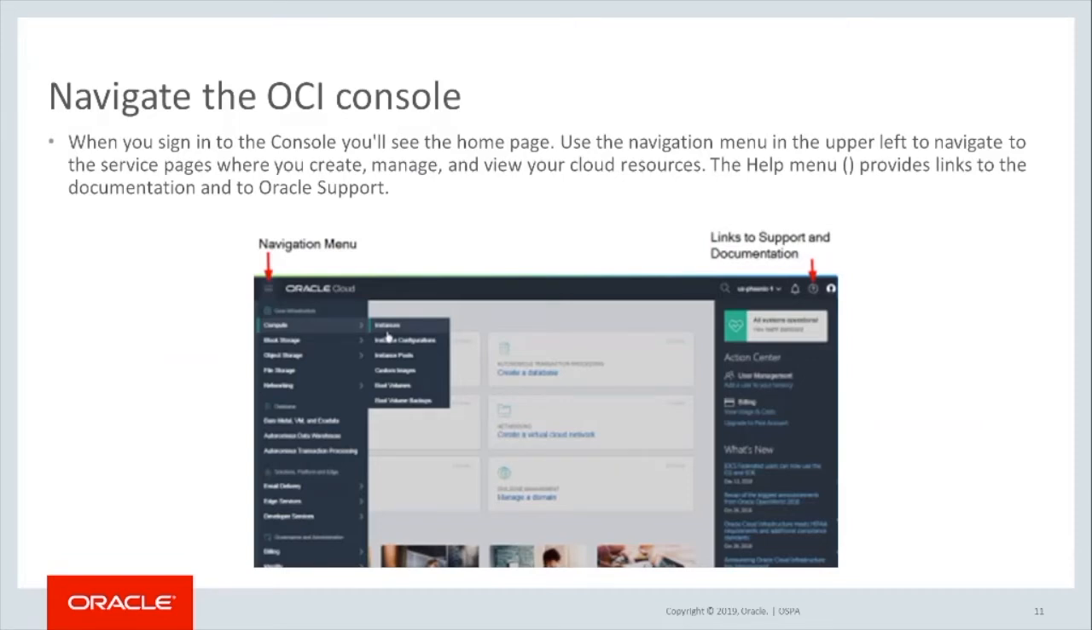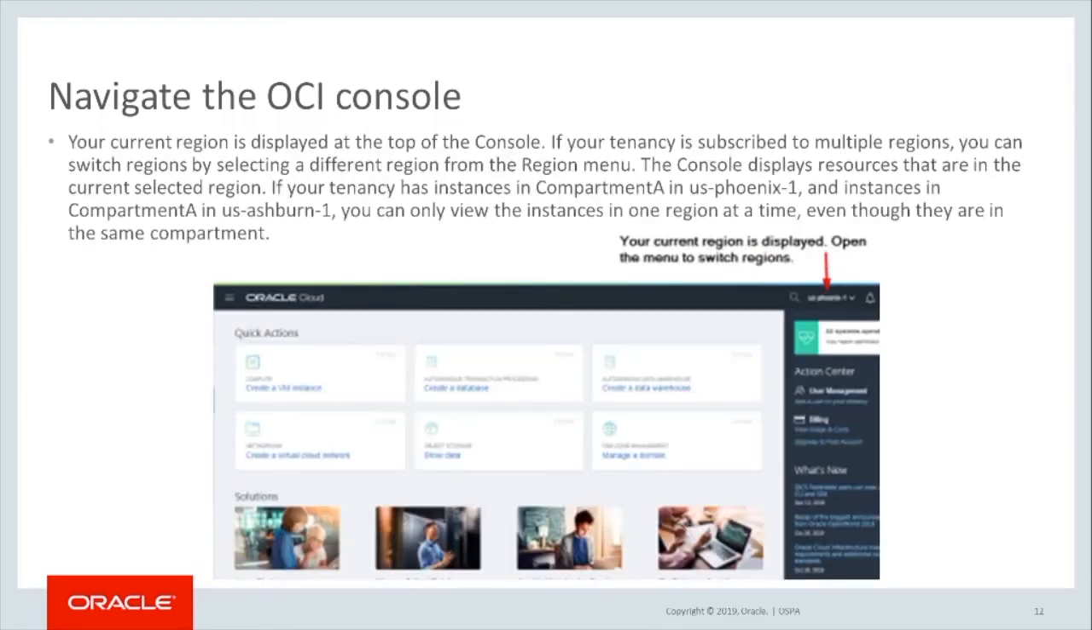When you sign into the console, you'll see the home page. In the upper left, you will find the navigation menu, which you can use to navigate to the various cloud services pages. There you can create, manage, and view your cloud resources. The Help menu in the upper right provides access to links, to documentation, and to Oracle support. Next to the Help menu, you will see your current region displayed.